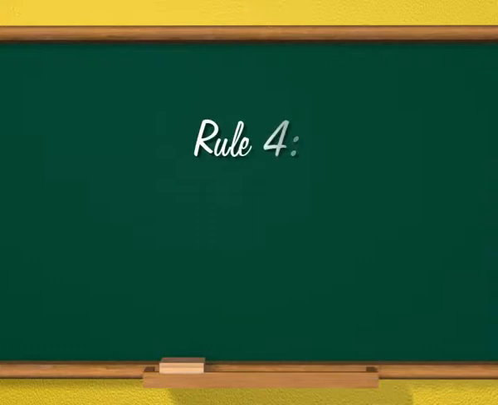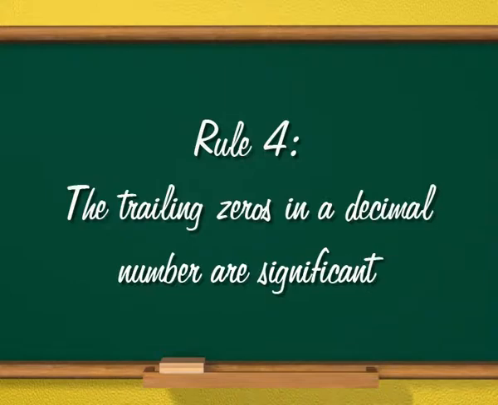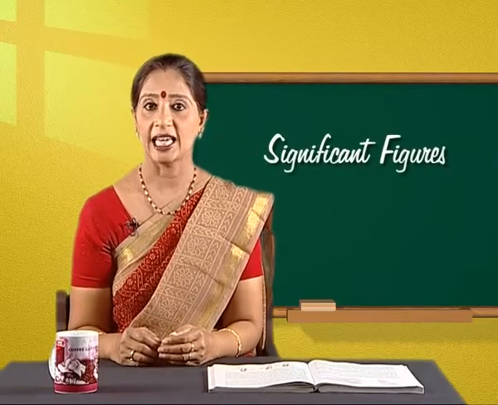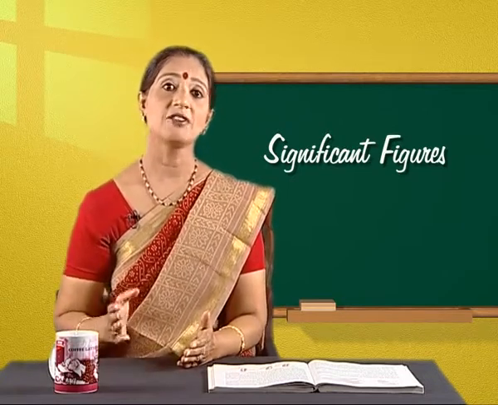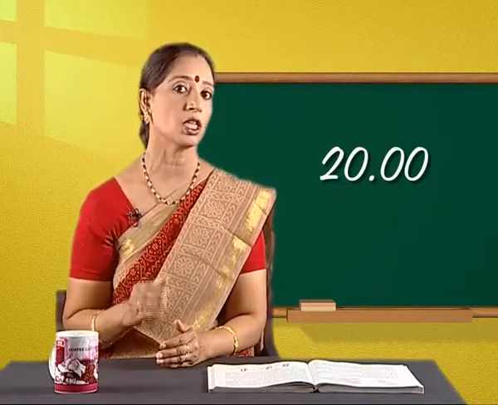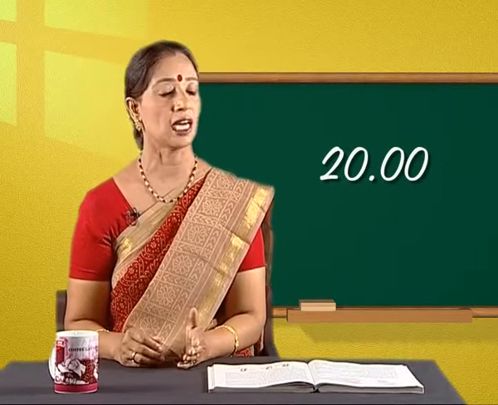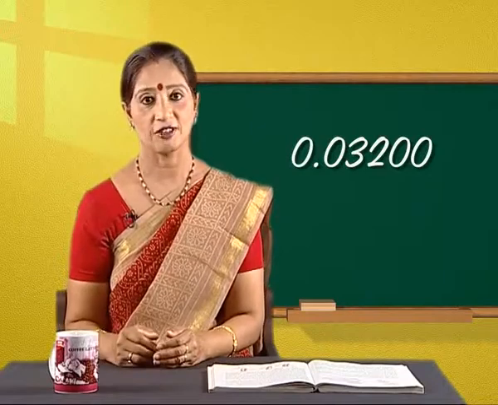The fourth rule is the trailing zeros in a decimal number are significant. In other words, we can say that all zeros to the right of a decimal point are significant if they are not followed by a non-zero digit. For example, 20.00 contains 4 significant figures, and all zeros to the right of the last non-zero digit after the decimal point are significant. For example, 0.03200 contains 4 significant figures.